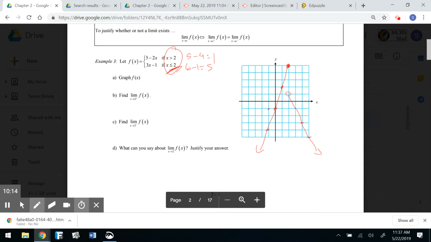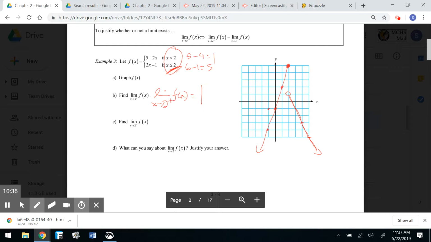So let's go ahead and answer these next couple of questions. What is the limit as x approaches 2 from the right of f of x? Well, if it's from the right, I'm going to use that top piece. And if I look here, from the right would be from this side right here. Where does that go? It looks like it gets closer and closer to a y value of 1.